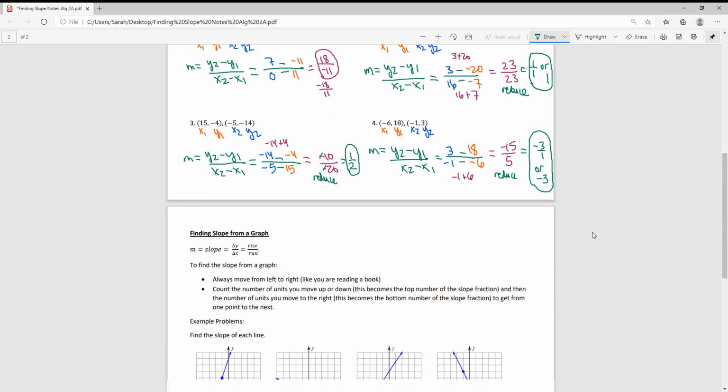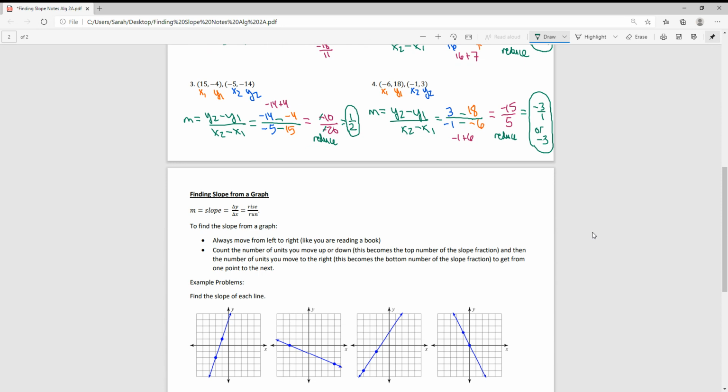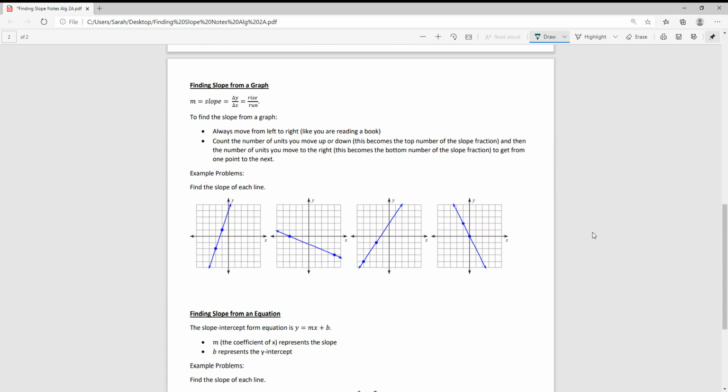The last couple ways we're going to find slope don't really involve any sort of calculations. So it involves looking at a picture or looking at an equation. When we're finding slope from a graph, we're going to count, you may have heard this before, as rise over run. It's the same idea as change in y over change in x.